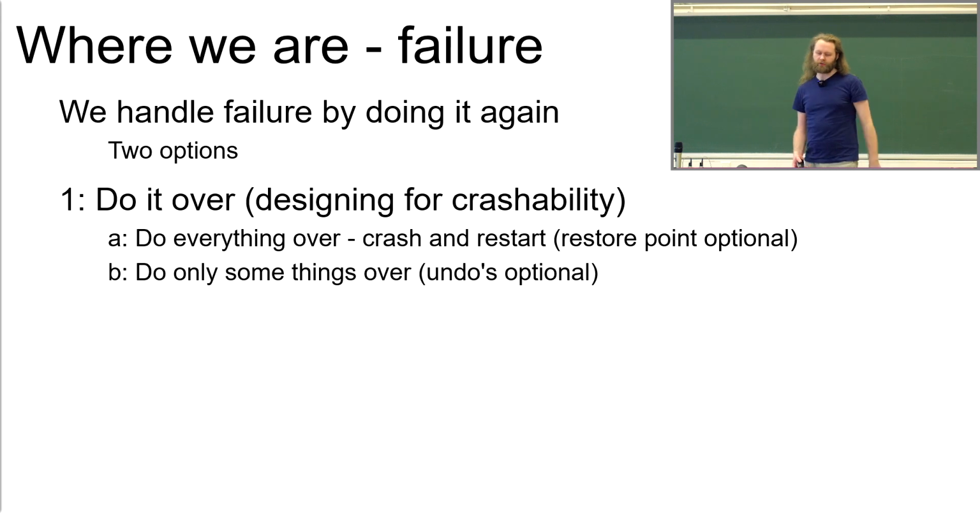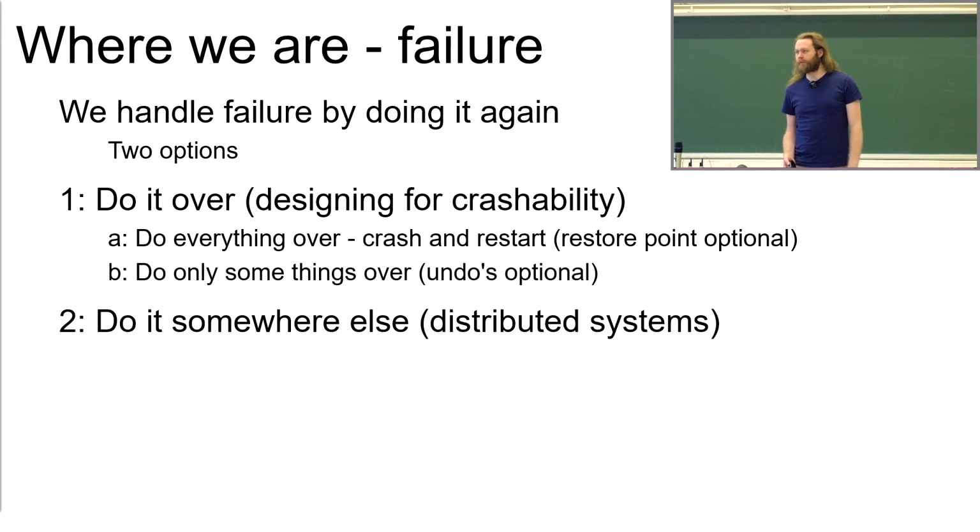And the restore points are optional, and the undos are optional. Right. So if a single node crashes, completely loses power, you can't do it over because it's dead. So then we need to go into option 2, which is do it somewhere else. And this is the distributed systems part. So these 2 are combined. These provide the vast majority of our robustness, assuming that we already have a program that works. If it's designed in such a way, it gives us a lot of robustness.